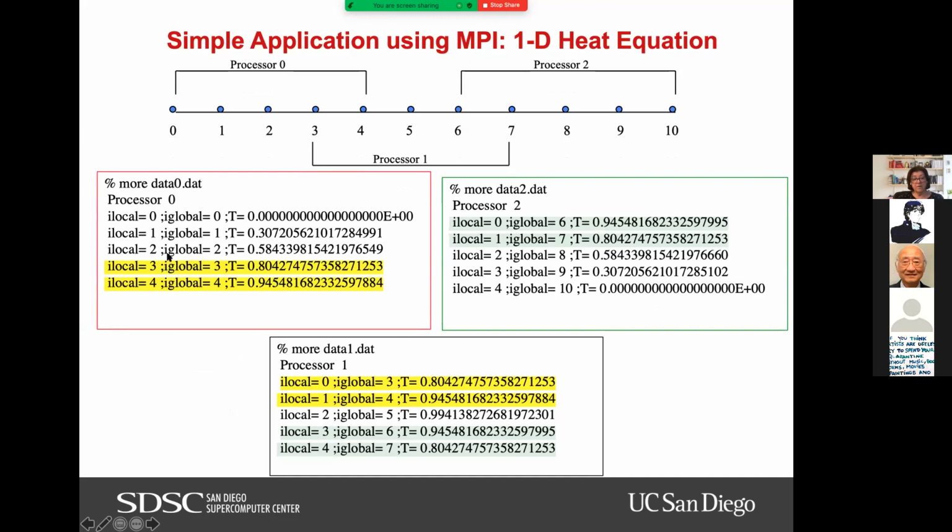I've highlighted the processor 0 shares points 3 and 4 with processor 1, which are points 0 and 1. But notice they're the same value. And similarly, processor 1 shares its points 3 and 4 with processor 2, points 0 and 1, and they're identical. And so your halo ghost cells are correct. So you know your computation communication at least is exact and correct. Hopefully your answer is correct as well.